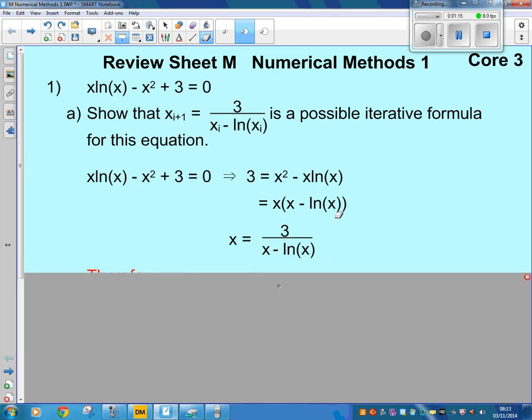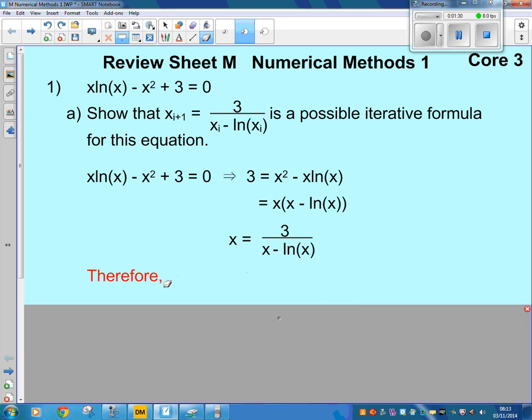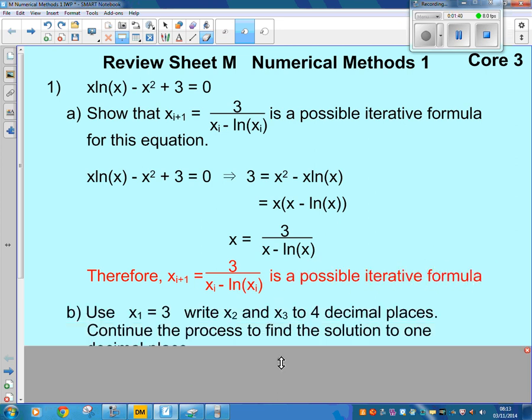3 over x minus ln x is equal to x. Compare with this and you'll see it's the same except for suffixes, so we now slot the suffixes in, and as with anything where it says show that, we must finish with a statement. So our statement is therefore x_(i+1) equals 3 over x_i minus ln x_i is a possible iterative formula.